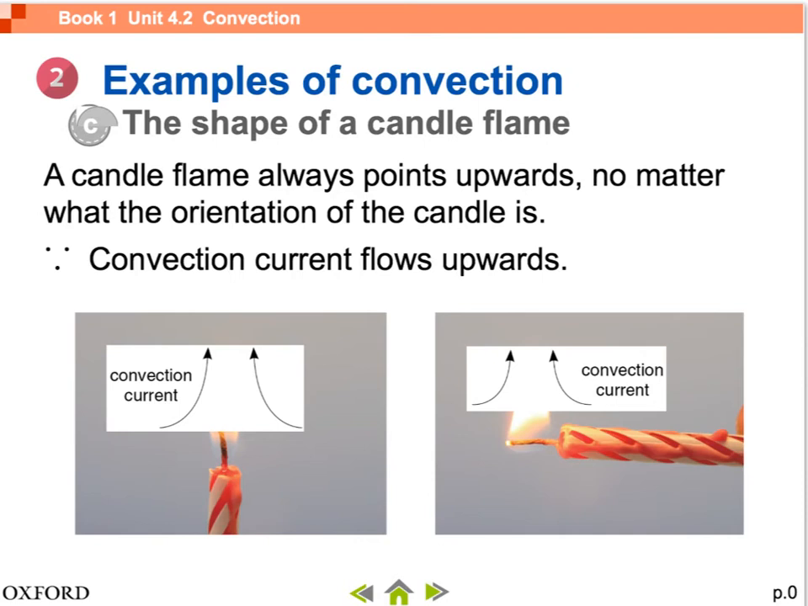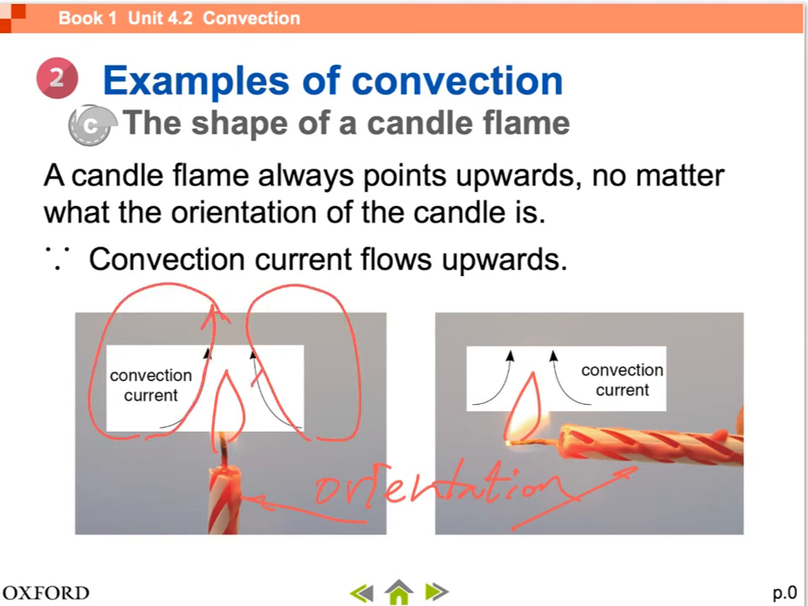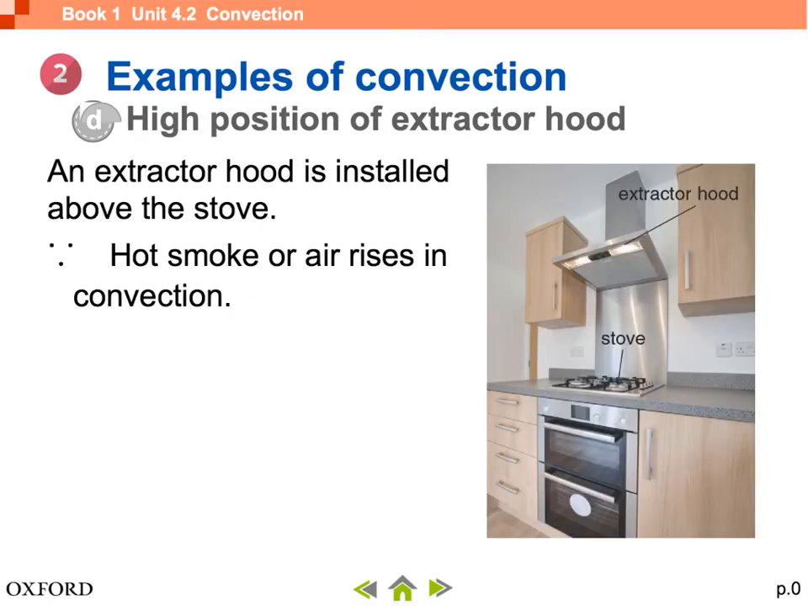Convection also causes a candle flame to always point upward. No matter how you place the candle, we call it orientation. The reason can also be explained by convection currents. Another example, we only place the extractor hood at the top but not below the stove. The reason is that hot smoke only rises in convection.